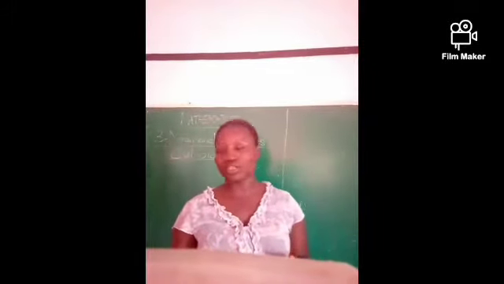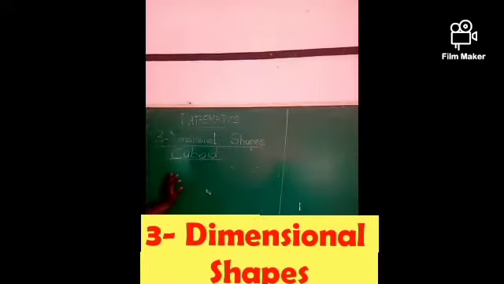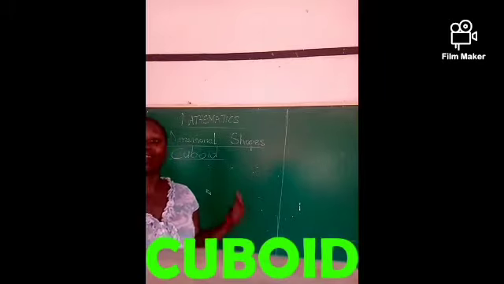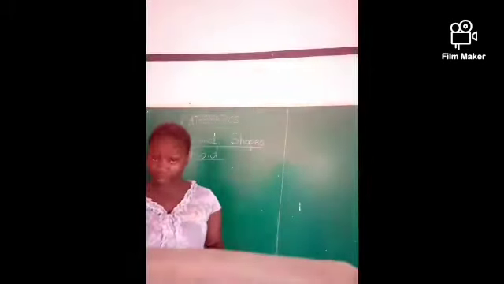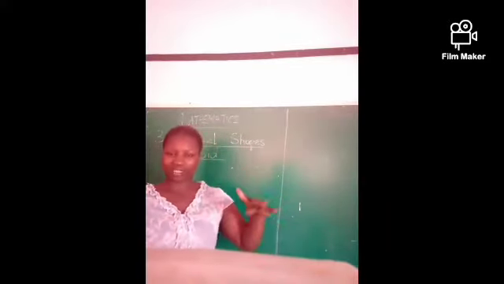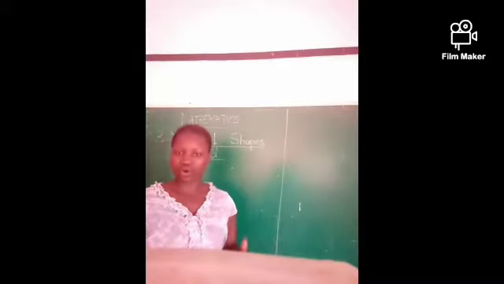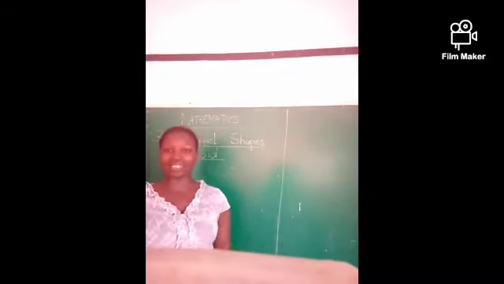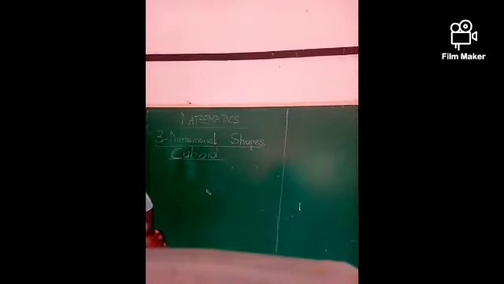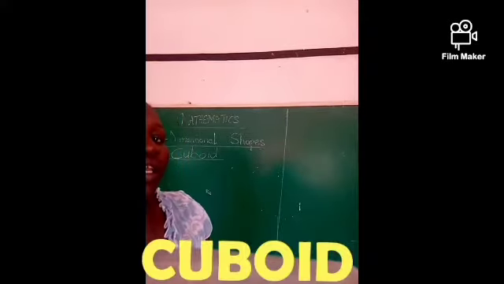Alright, today we're still going to continue with three-dimensional shapes, but this time around we're going to be talking about cuboid. Remember, in our last class we talked about cube, and I told us that a cube has 6 flat surfaces, 8 corners, and 12 edges, and the face of a cube is square. But today we are going to talk about cuboid.